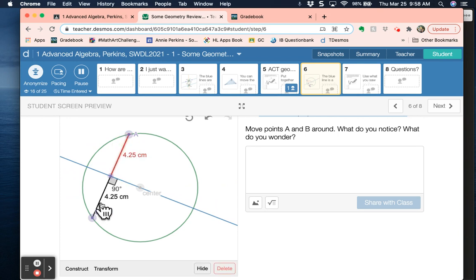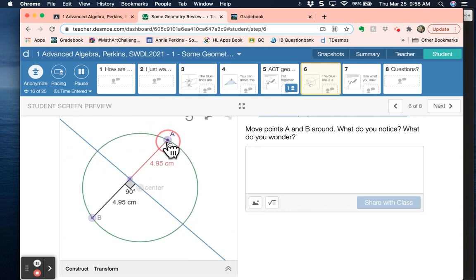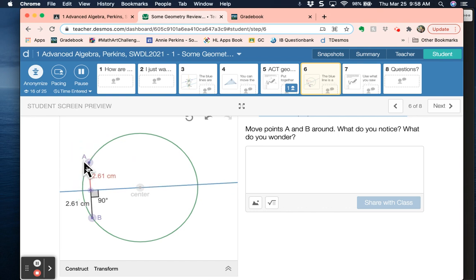And the red and the black, because this is the midpoint right here, will always be exactly the same measure. And the final thing to note is as I'm moving this around, notice that the blue line always intersects the center of the circle. Okay.